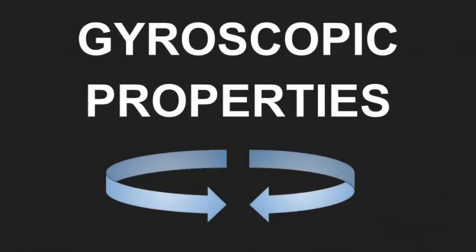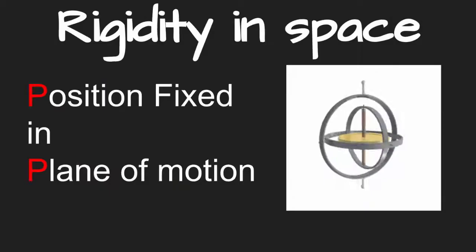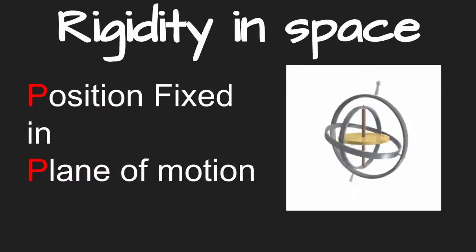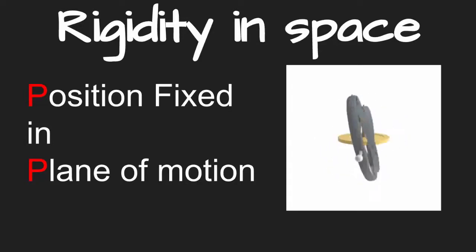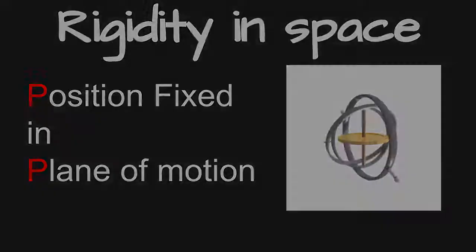A spinning gyro displays two interesting properties. The first is called rigidity in space. A gyroscope remains in a fixed position in the plane in which it spins. An example is a spinning top, which gets more stable as it gets faster.